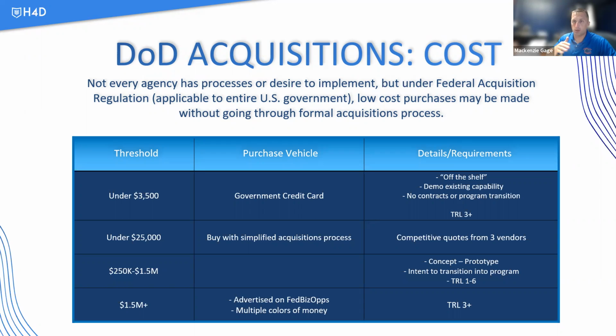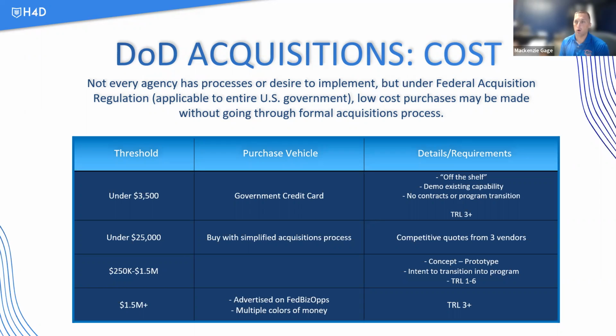So some of these thresholds have changed in the last couple of years. Government credit cards can now go up to $5,000, or sorry, $10,000, depending on a couple key things. But basically, if you're using the government credit card, it's a commercial capability that's out there. Then you swipe it, and the civilians are able to use it, and it's not something that's unique to the DoD. Simplified acquisitions process under 25K. Competitive quotes from 3 different vendors. So now we're starting to get into a little bit more process required to invest in something.